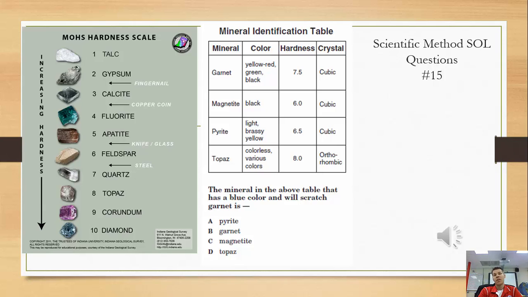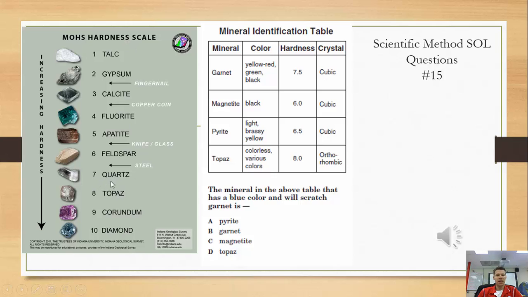This question looks like it might be difficult, but they give you an easy way out. All right, so there's a hard way and there's an easy way to get this question right. Let's look at both. The hard way would be, let's look at the question. The mineral in the above table that has a blue color and will scratch garnet. All right, so let's find garnet. Garnet has a hardness of 7.5. All right, that puts it right here between quartz and topaz on the Mohs hardness scale.